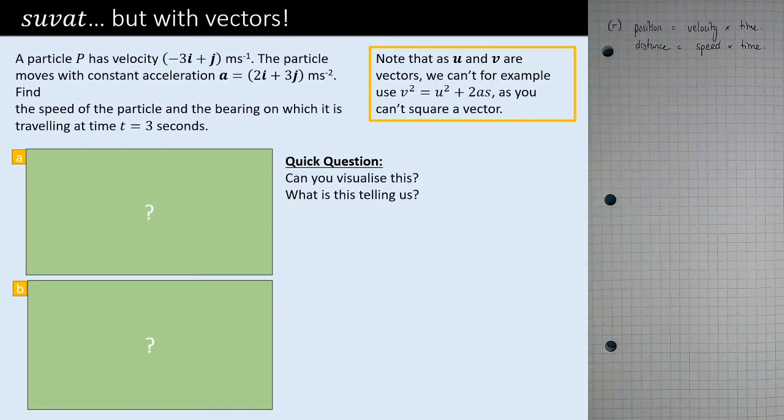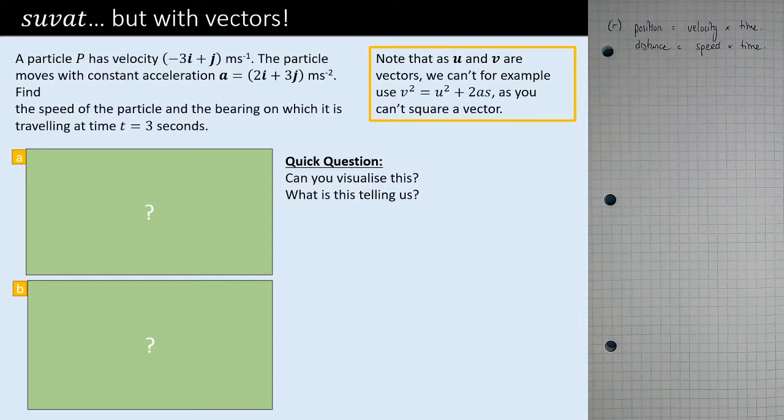Right, so here we are. First main problem. We have a particle P, which has a velocity written in ij notation. The particle moves with a constant acceleration. We want to find the speed of the particle and the bearing on which it is travelling at a time t equals 3.